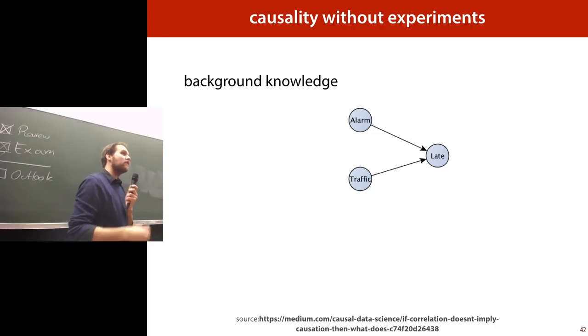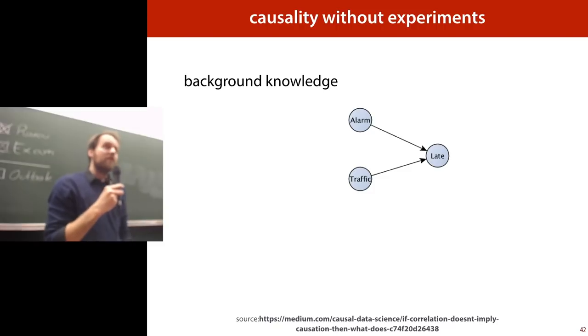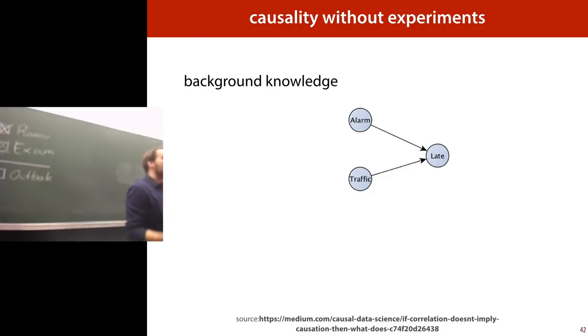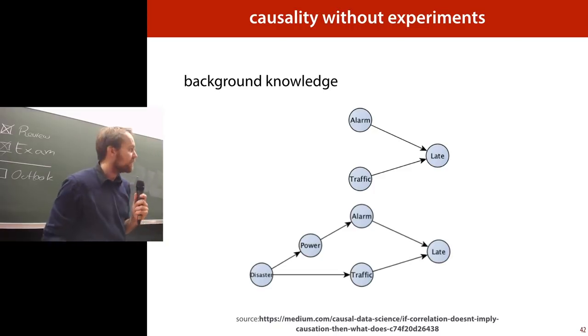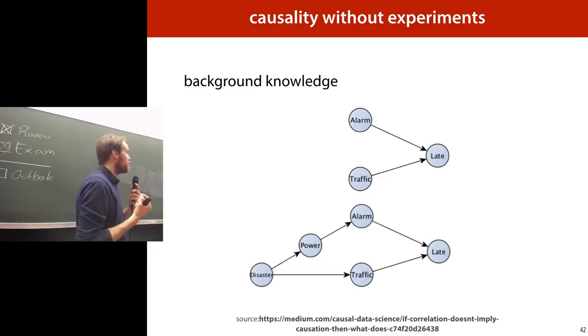For instance, if we do notice a correlation now, so we look at all our days that we've been late, and we notice a correlation between the alarm failing to go off and there being traffic, then we know that they have to have a common cause. Because there has to be something that causes that correlation, if it's strong enough, if it's statistically significant. There's no cause between the two one way or the other. So there has to be a common cause. For instance, if there's a disaster and there's a power cut, then there will be both traffic and my alarm will fail. So in this way, background knowledge can help you reason about correlations and what causations they lead to.